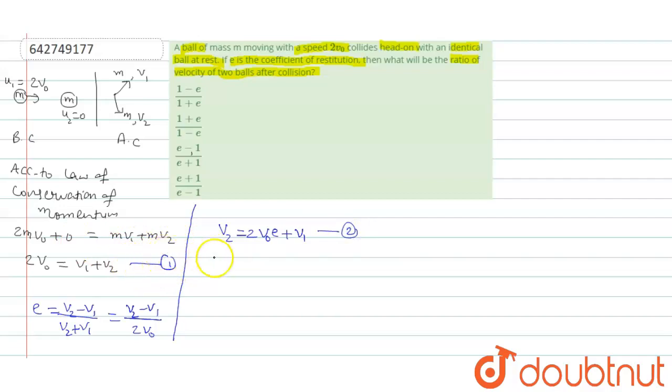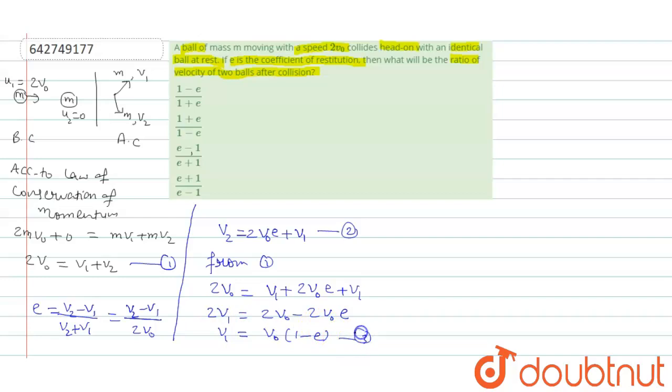So put the second equation in the first. The first becomes 2v0 equal to v1 plus v2. Put the value of v2 in it. It becomes 2v0e plus v1. So it becomes 2v1 equal to 2v0 minus 2v0e. So v1 becomes v0 into (1 minus e). This becomes the third equation.